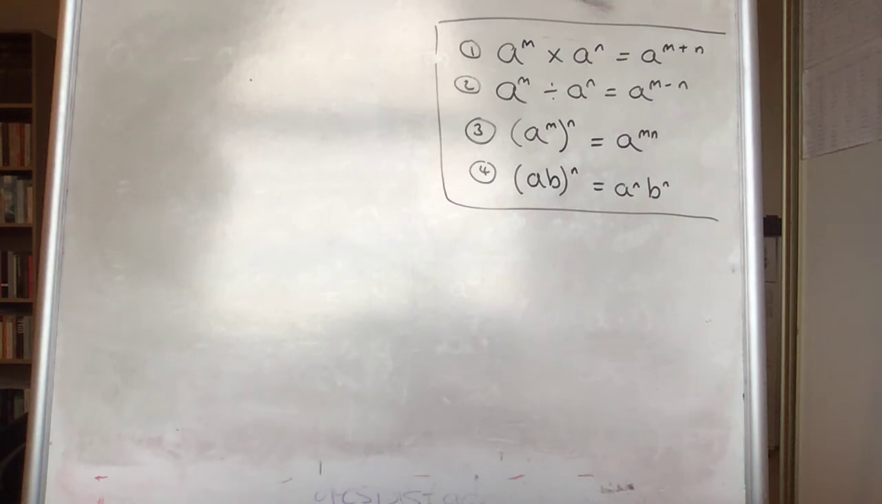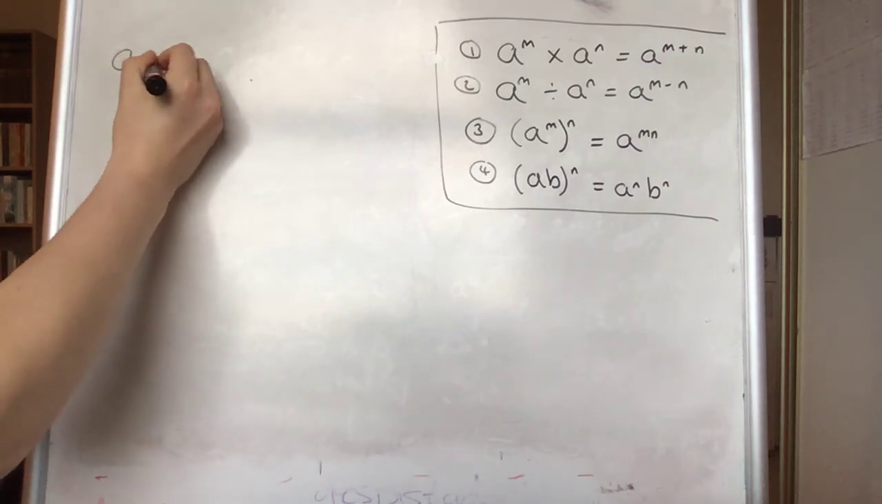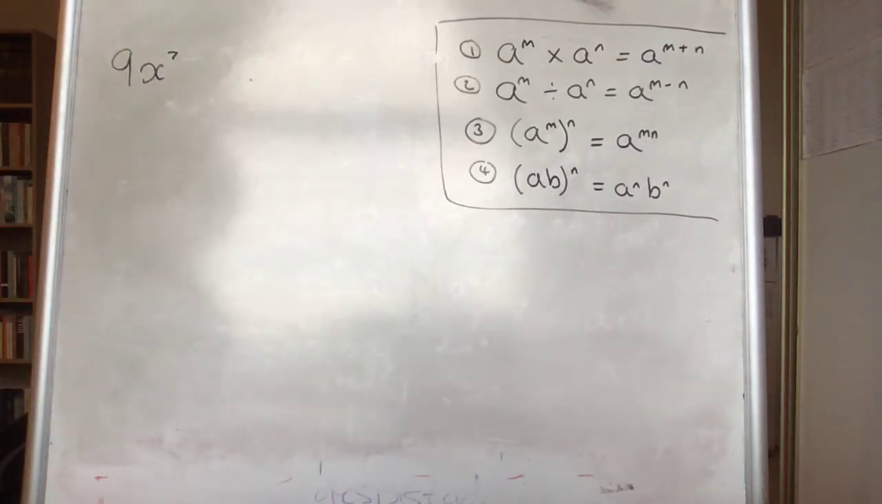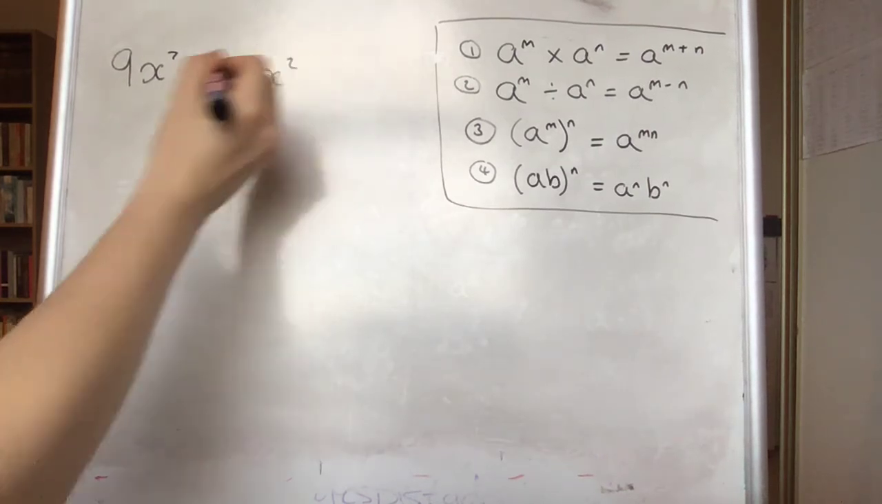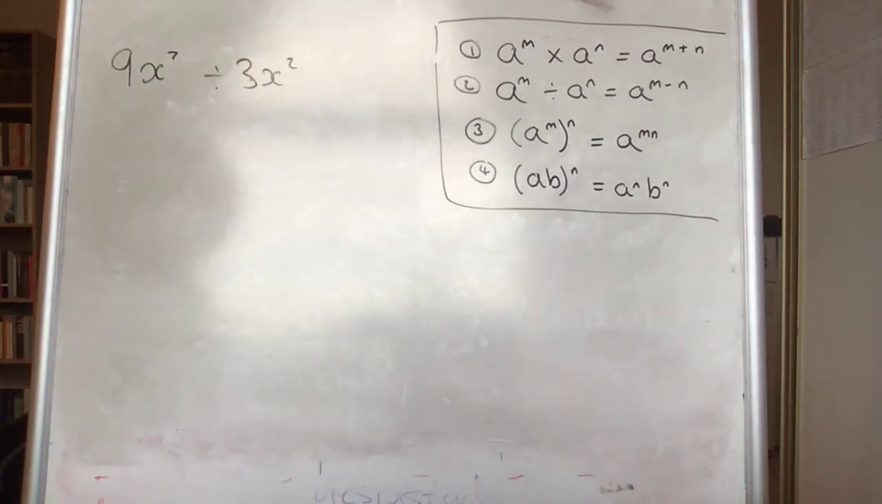Let's look at an example. What would we do if we were told to simplify 9x raised to the power of 7 divided by 3x raised to the power of 2? Pause this video and give it a go, and when you're ready, press play.